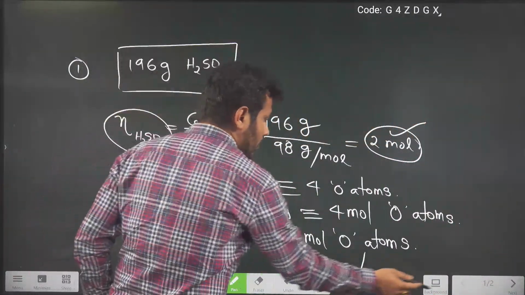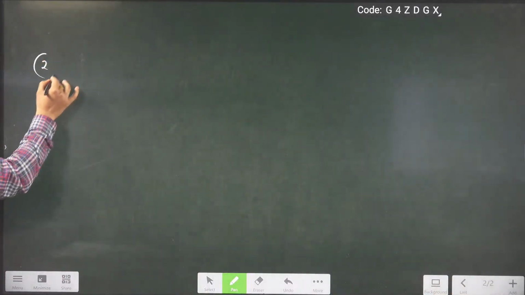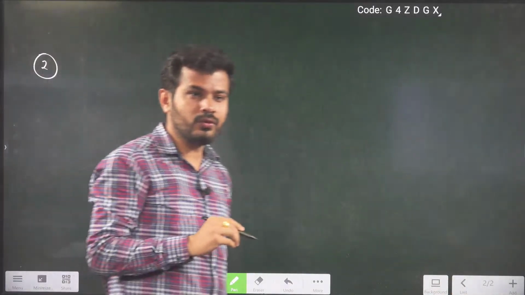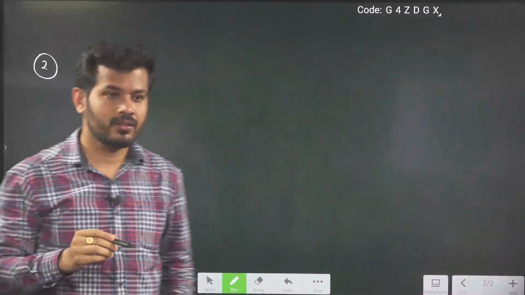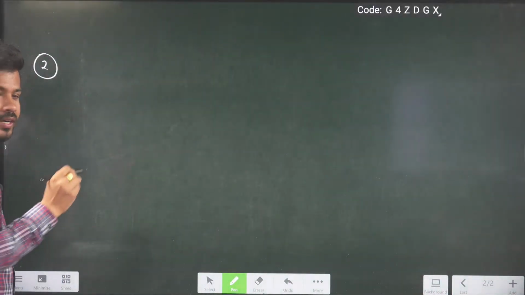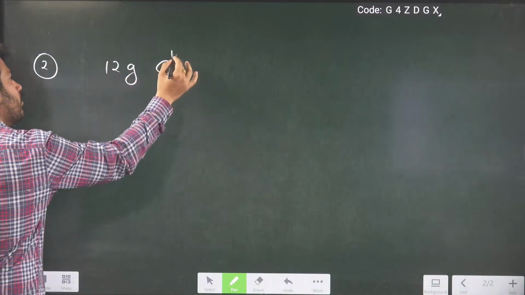Chalo. Now talking about the next question, the second question. What is the second question we had? The second question is 12 gram of C12 is there. How many moles are there? Okay, you see. So we have 12 gram of carbon 12 isotope.